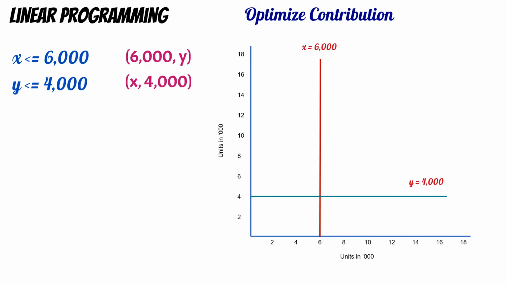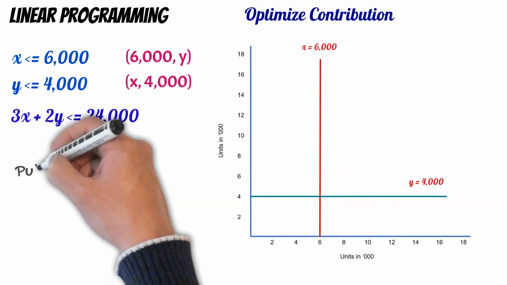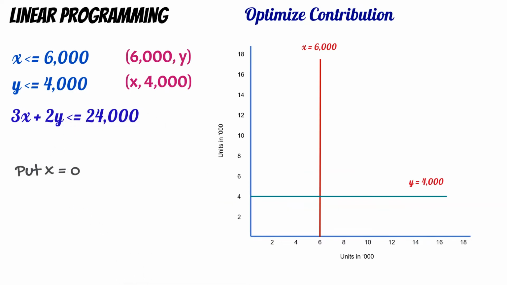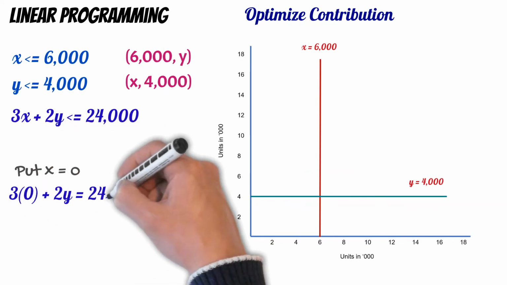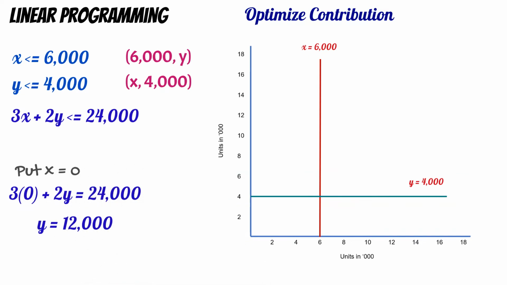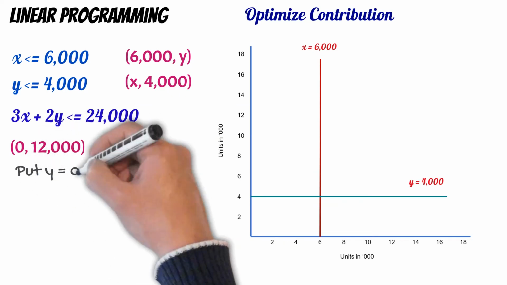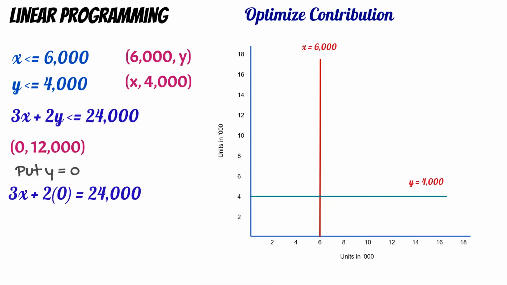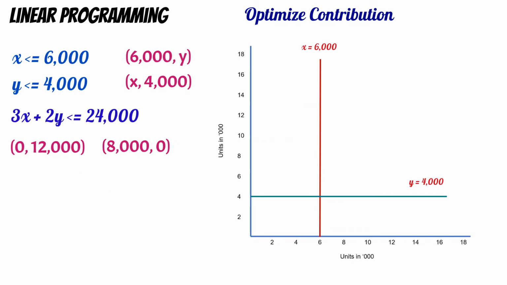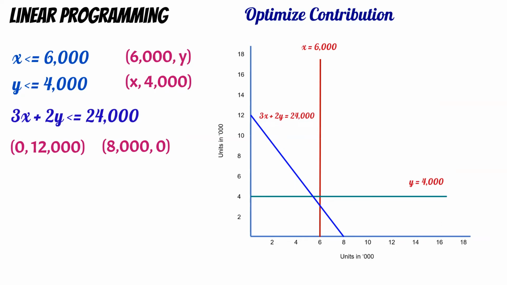For equations like 3x plus 2y is less than or equal to 24,000, you can start by assuming the value of x to be 0 and solve the equation for y only. The value is 12,000. So the first coordinate is 0 and 12,000. Assuming the value of y to be 0 now and solving for x, the value of x turns out to be 8,000. Second coordinate is 8,000 and 0. Once you have two coordinates, you can plot a straight line on the graph connecting those two coordinates.